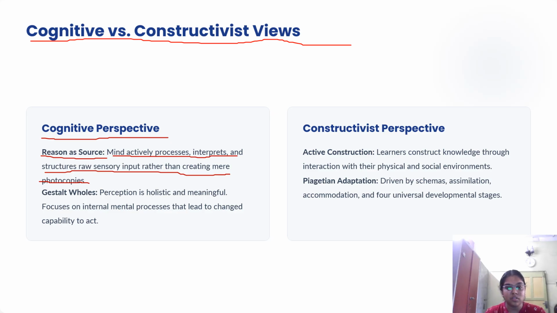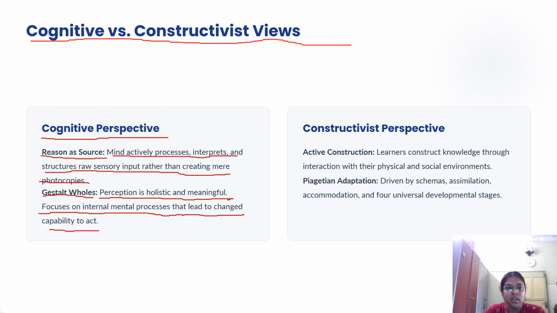And for doing this process, several practices are there which we have to go through. So if those practices are followed properly, then our mind will work very efficiently. Then Gestalt holds. Perception is holistic and meaningful. It focuses on internal mental processes that lead to changed capability to act.